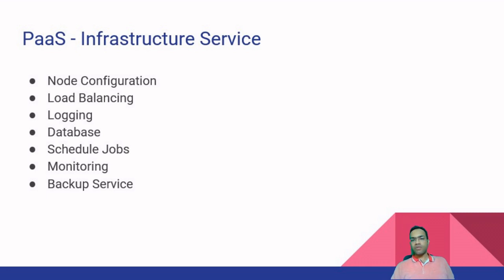Platform as a service is of two types. First one is infrastructure service, which includes node configuration. It means creating new machines to reach larger and larger users as a platform as a service provider. Load balancing is to distribute the load of users on different machines. Logging the activities on servers which are capable of processing them effectively.